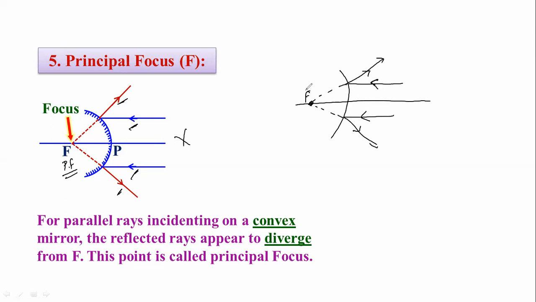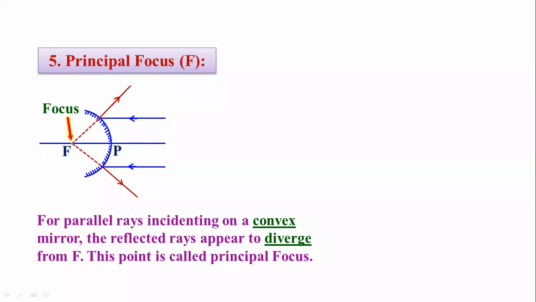Okay, so the next one. We studied what is the pole, what is the center of curvature, what is the radius of curvature, and what is the principal axis and principal focus.